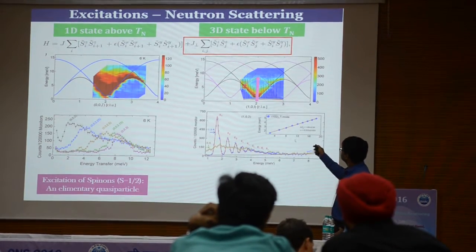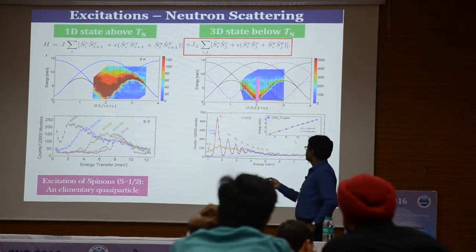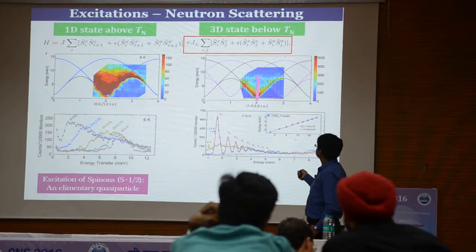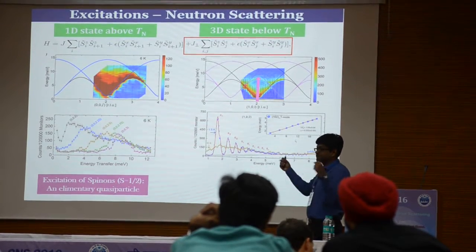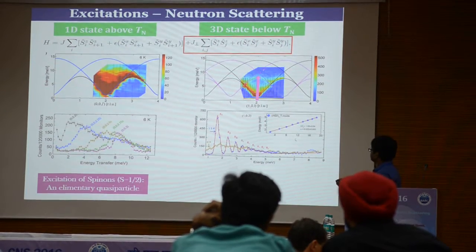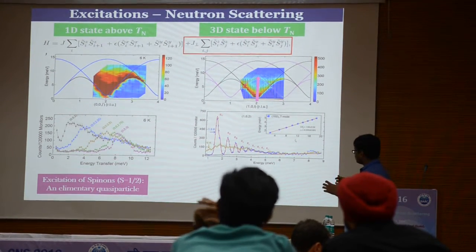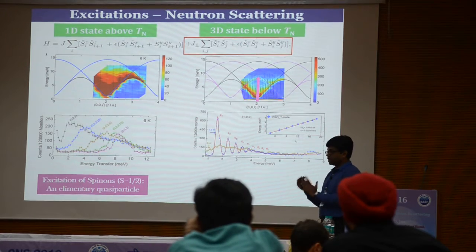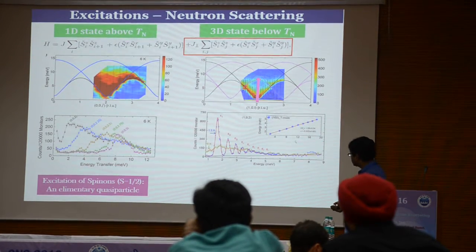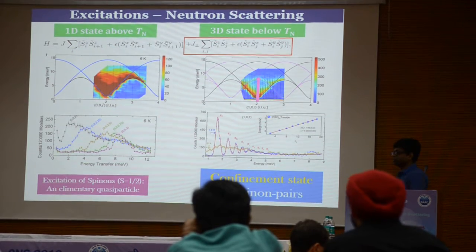Now when I cool the sample below the transition temperature, we come to the 3D state, and we have an additional term in the Hamiltonian, which is the interchain coupling between two chains. Then you see the excitation spectra, and you see that what was the continuum, the yellow one, now you get sharp peaks. This is very interesting. So the continuum is quantized into sharp peaks. This I define as a confinement state of the free spinons.